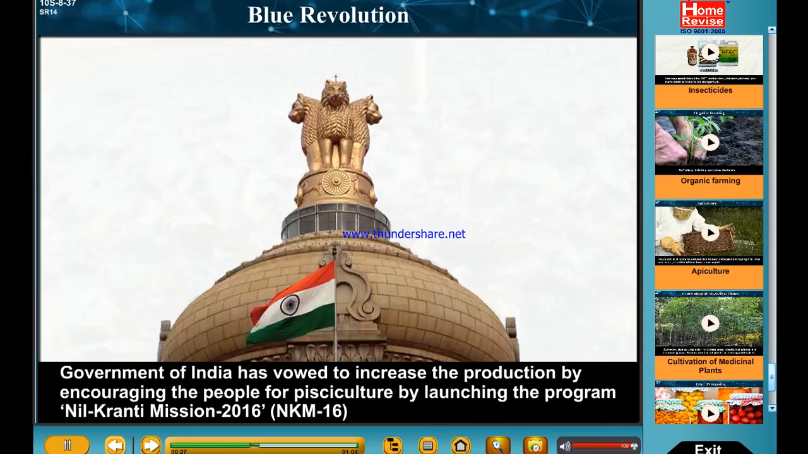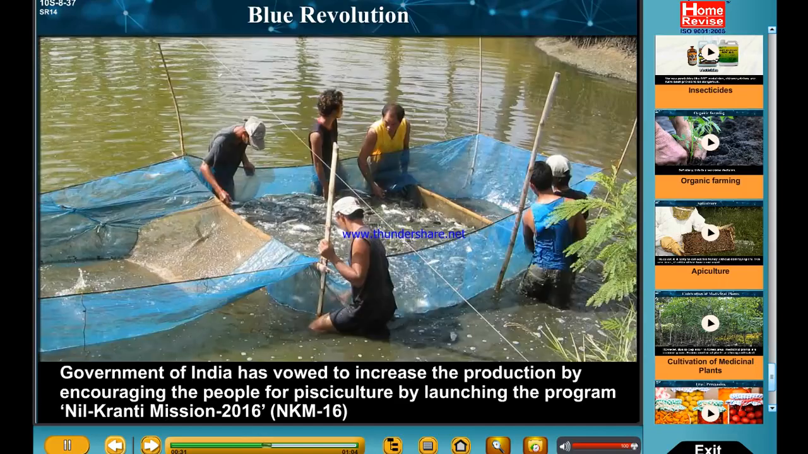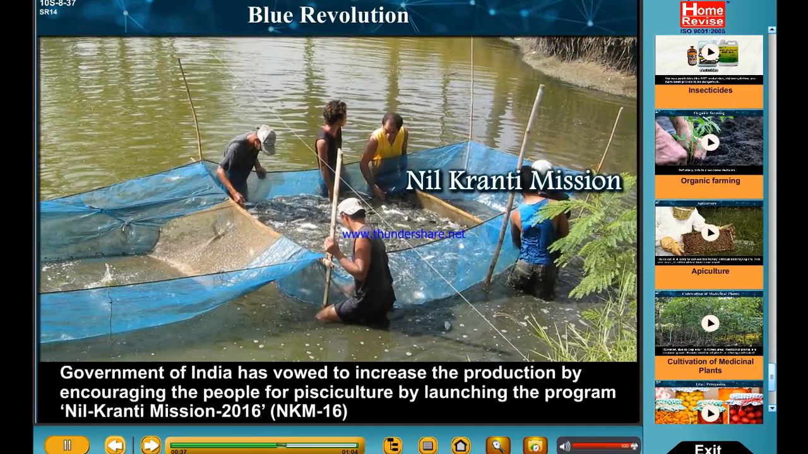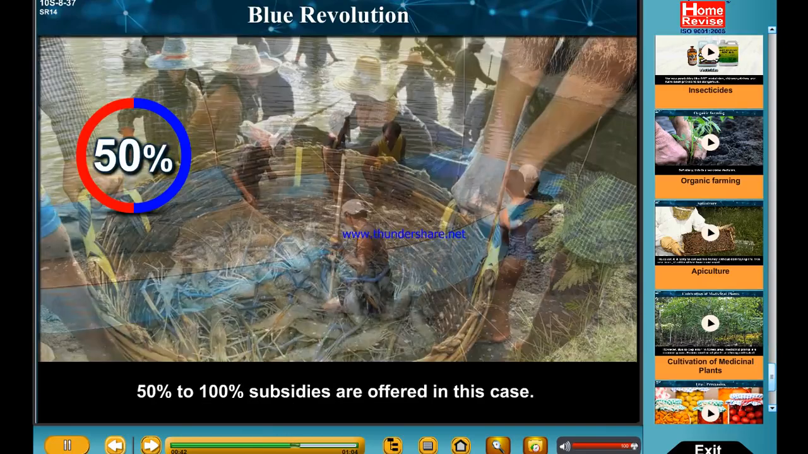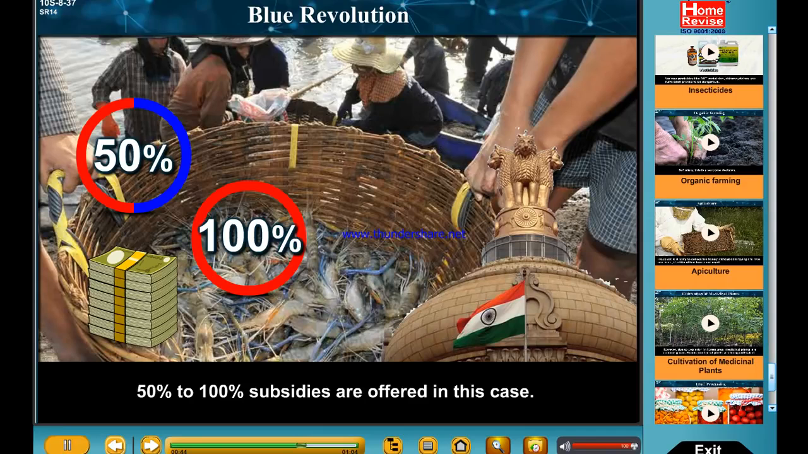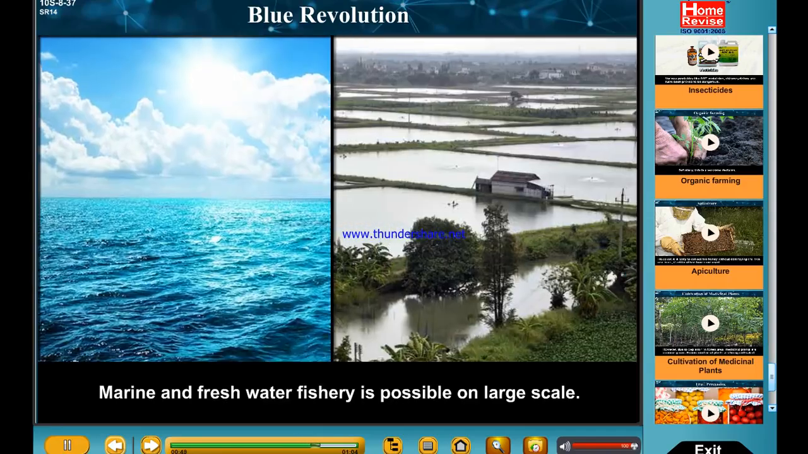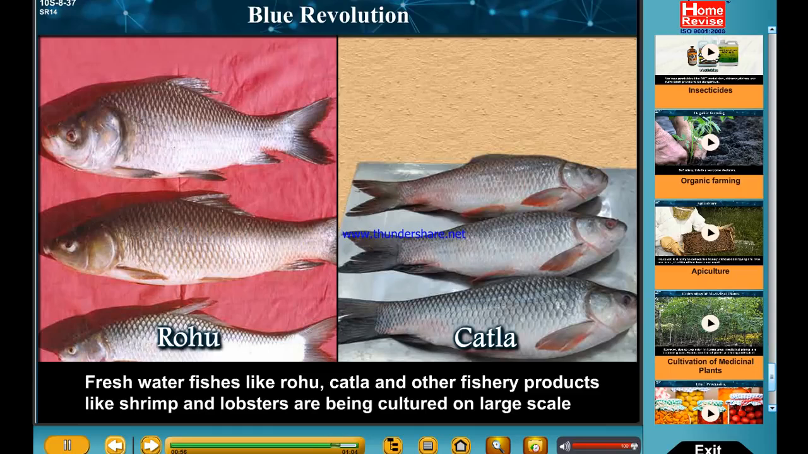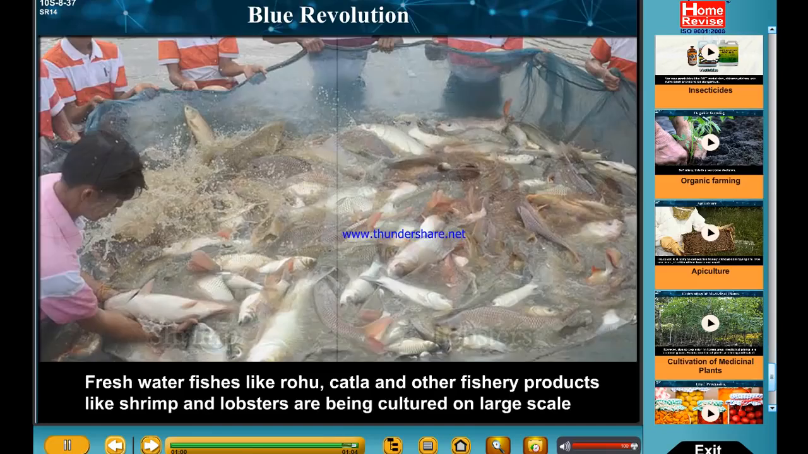The Government of India has vowed to increase production by encouraging people for pisciculture by launching the program Neel Kranti Mission 2016, NKM 16. 50% to 100% subsidies are offered in this case. Marine and freshwater fishery is possible on a large scale. Freshwater fishes like rohu, katla, and other fishery products like shrimp and lobsters are being cultured on a large scale.